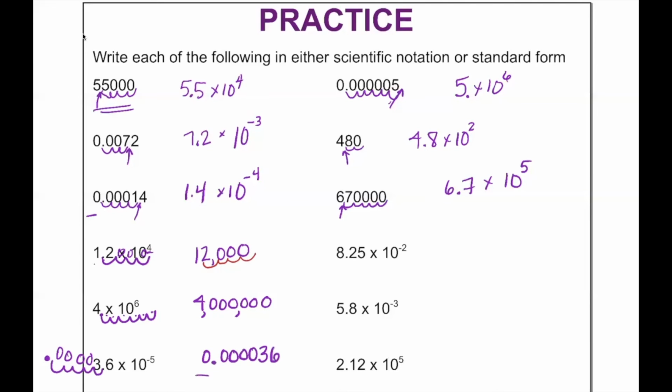So that is how we do it. If you want to double check, 1, 2, 3, 4, 5, and that puts the decimal in between the 3 and the 6, which is what we started with. And so that is the correct answer there.